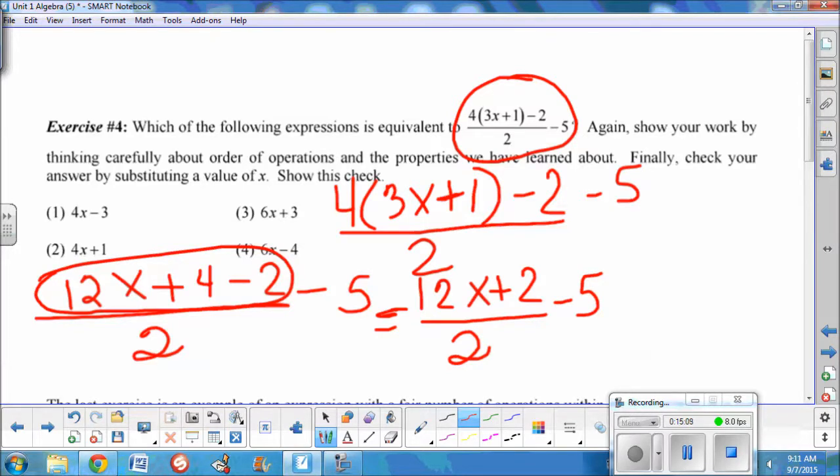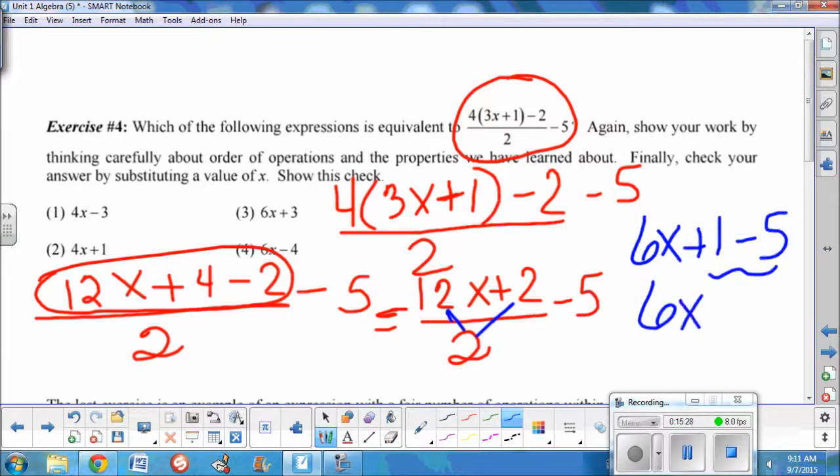But let's use the distributive property with that division, like we did in our last lesson. So I've got 12x divided by 2, which is 6x. 2 divided by 2 is plus 1. And then I still got that minus 5 hanging out on the end there. Combine those like terms. 6x minus 4. Okay, so now let's see, is that true?